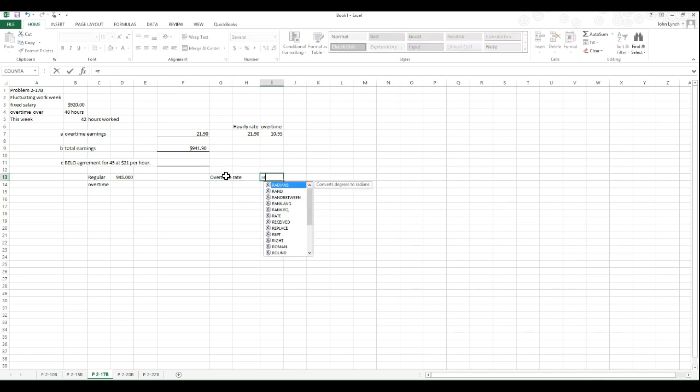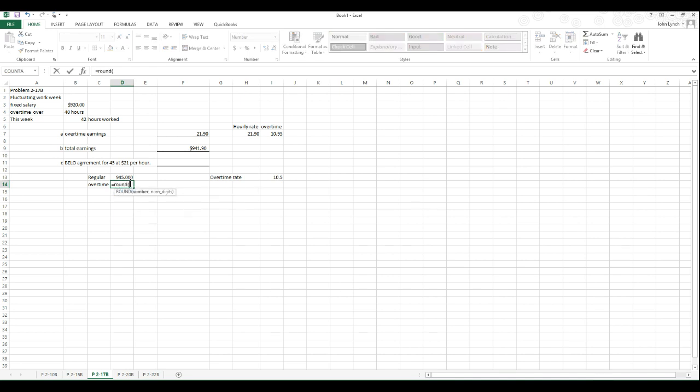That's equal round. And the reason why I do it separately is because you have to get that rounding done. So it's $21 times 0.5, because again, it's only half time for the overtime. Okay, so it's 10.50. Now you take equal, and I'll do the round.